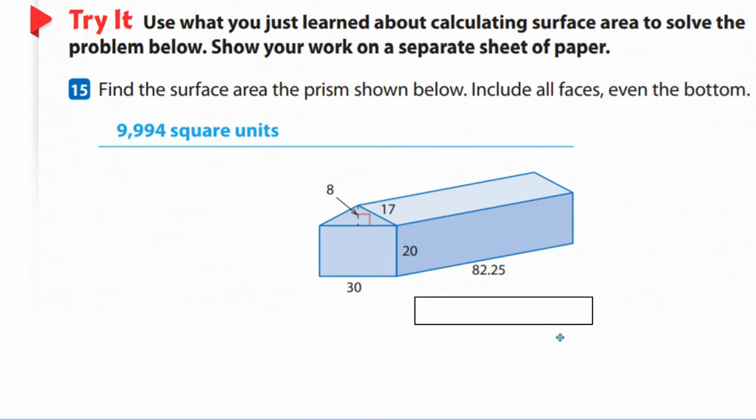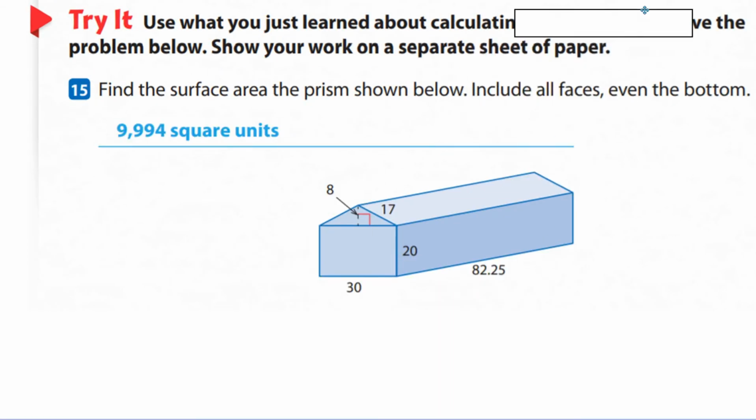If you got 9,994, I believe we are correct. We're going to break this down right now, step by step. First thing we're going to do, remember, we need to find the area of each face and then add them up. Okay? So we're going to do this step by step. First off, let's name or number the faces actually.